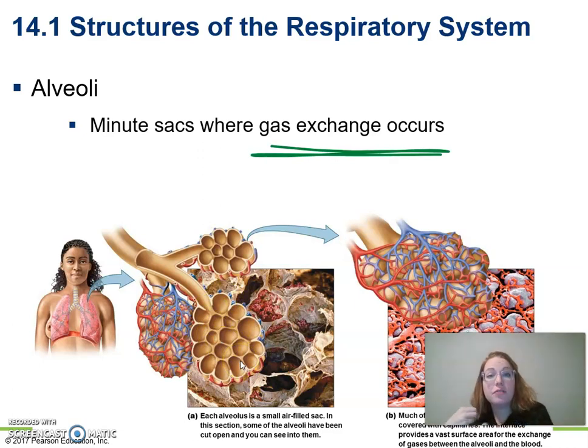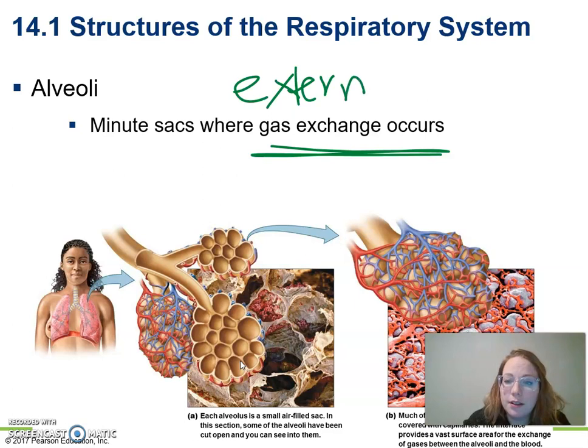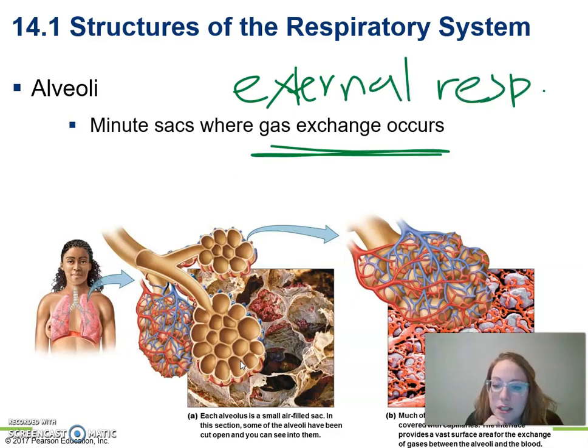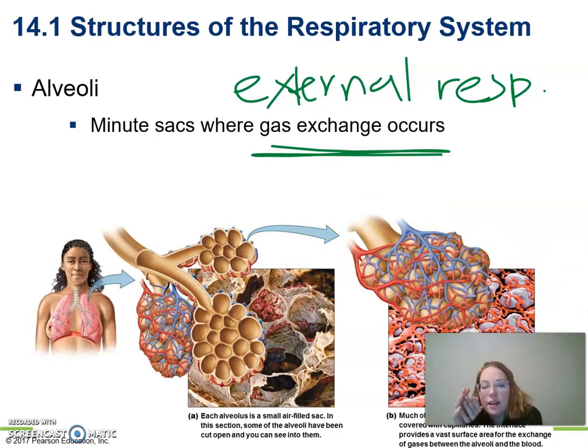This is our external respiration. Remember that from earlier? External respiration. And so they're covered by capillaries of the pulmonary circuit. So the right side of our heart is pumping deoxygenated blood to the lungs for this gas exchange. And so oxygen is going to diffuse from the air into the blood, and carbon dioxide is going to diffuse from blood into the air.